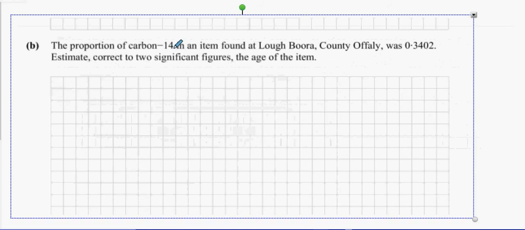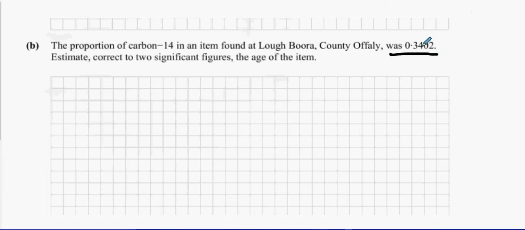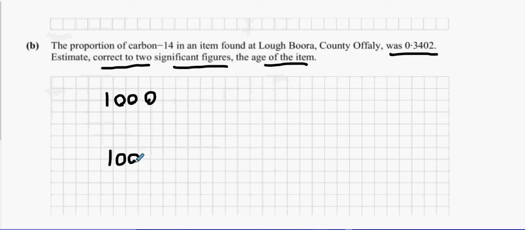Find the proportion of carbon 14 in an item found in Lochburr was this much, 0.3402. Estimate its age correct to 2 significant figures. For those of you that don't remember what significant figures are, I'll give you a brief history. This is one significant figure. What's this one? 4 significant figures. This one, however, is 2 significant figures.